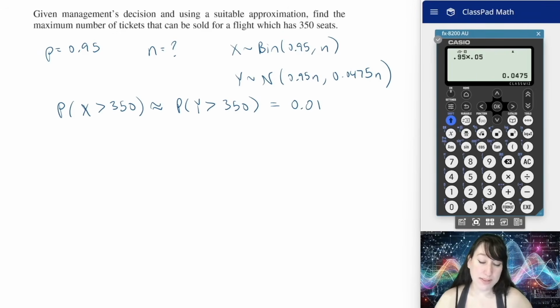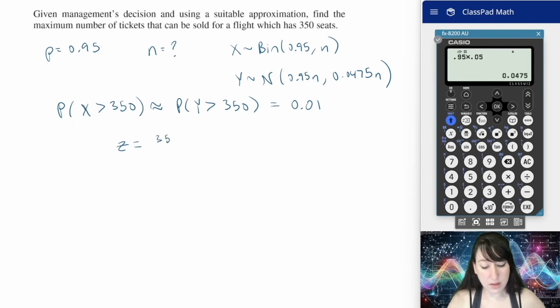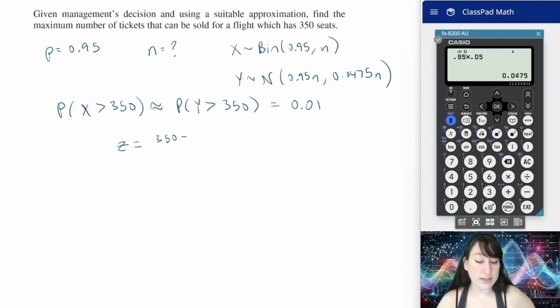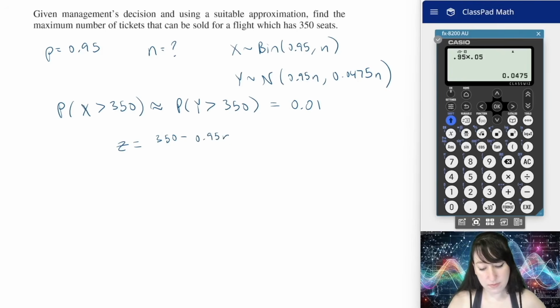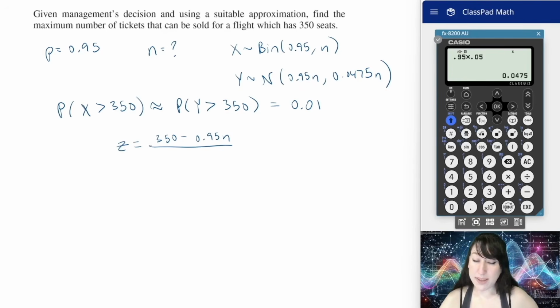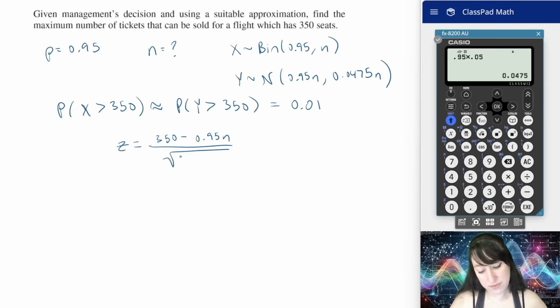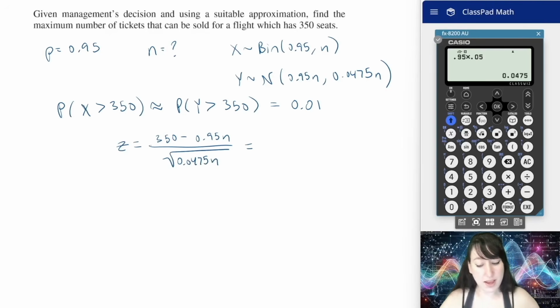Now, to find probabilities on a normal distribution, we find the z-score. So the z-score for 350 will be 350 minus the mean, which is 0.95n, divided by the standard deviation. Now again, be careful here. What we have in the normal distribution up here is the variance. Make sure you square root that when you put it into the z-score formula. And we know the percentage we want, so we need to find the z-score that would give this percentage.